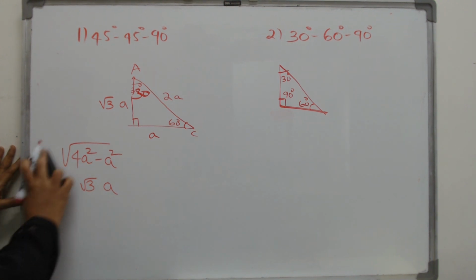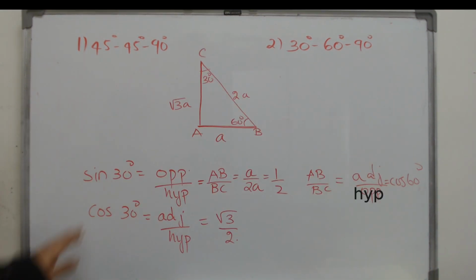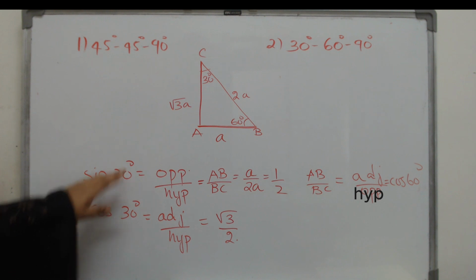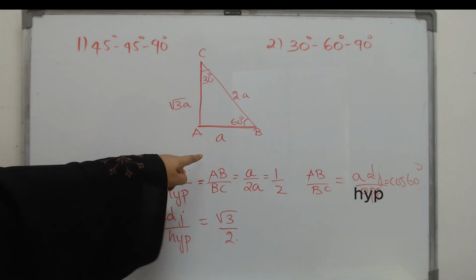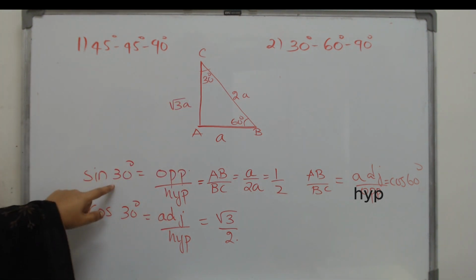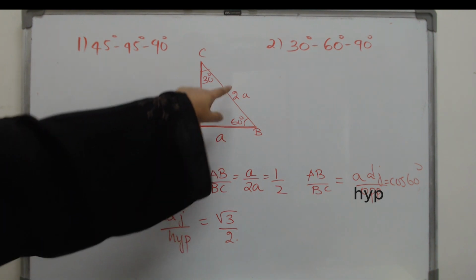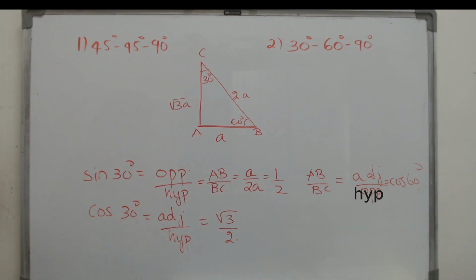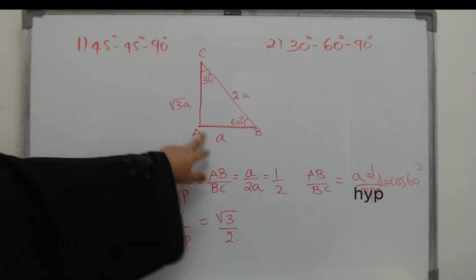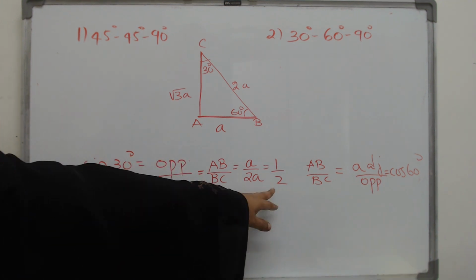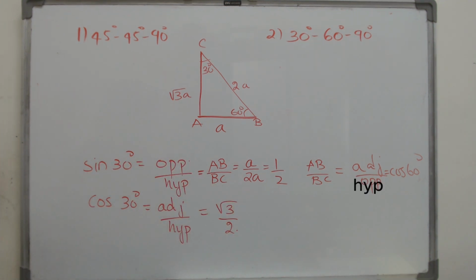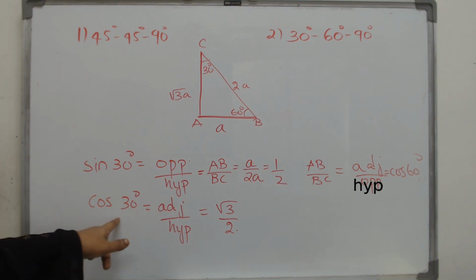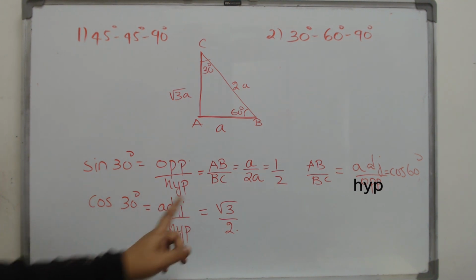Using this, we can find the other trig functions. So now let us find sine 30. Sine always deals with the opposite side. Remember that? So sine 30 is what? A by 2a. Your a gets cancelled, and what do you see here? You have a ratio of sides which does not depend on any variable. It just deals with what? With numbers. You have a numerical ratio. That is good news, right? Similarly, cos 30 is what? It will be root 3 by 2.